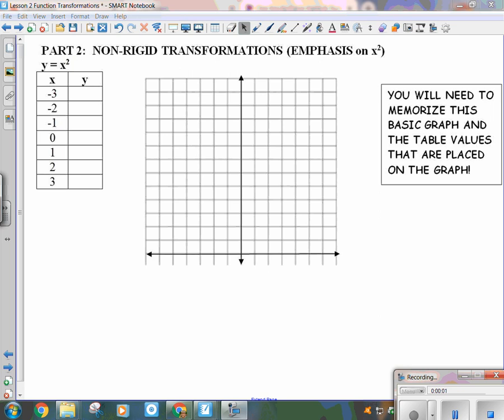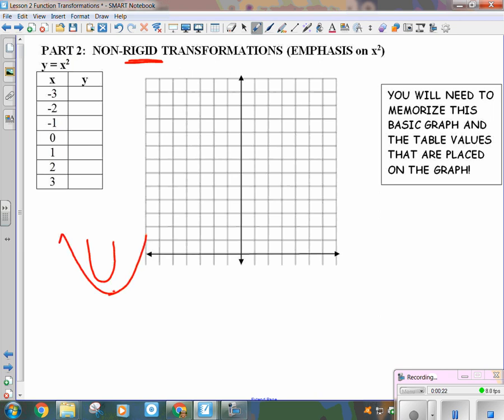All right, this video is for transformations of functions. This is actually for part 2, which we're going to do non-rigid transformations. Non-rigid refers to the fact that it will not retain the same shape. Like the U shape, it might get to be a wider U shape, or it might get to be a skinny U shape. In other words, it's not going to be rigid.